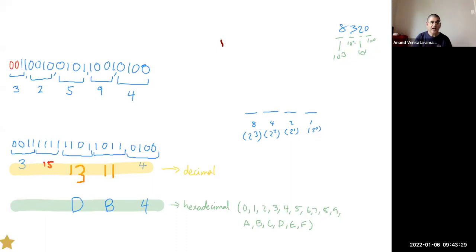Good. D. And then the three. Well, we have 15. What is 15? No, not Jennifer. Okay, someone else. What is 15? F. All right, F. And so 15 is F. And then we have three, which is three. We don't have a separate symbol for three. So that is our hexadecimal equivalent of that binary number. We went through multiple steps to get there, but is that clear?